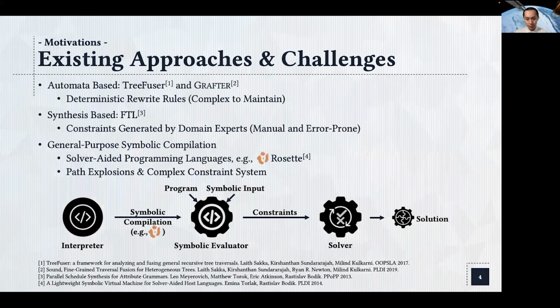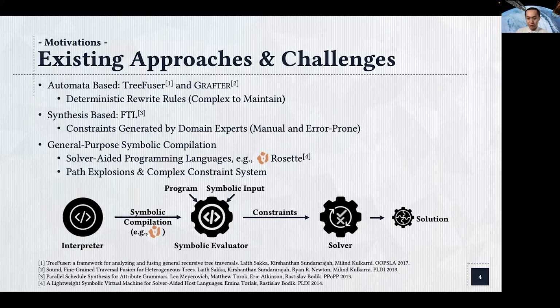So there are several categories of approaches for solving the tree traversal synthesis problem. The first category is based on automata. For example, TreeFuser and Grafter utilize deterministic rewrite rules to encode and solve the problem. While you may find such methods a bit difficult to maintain due to the complexity of those rewrite rules.